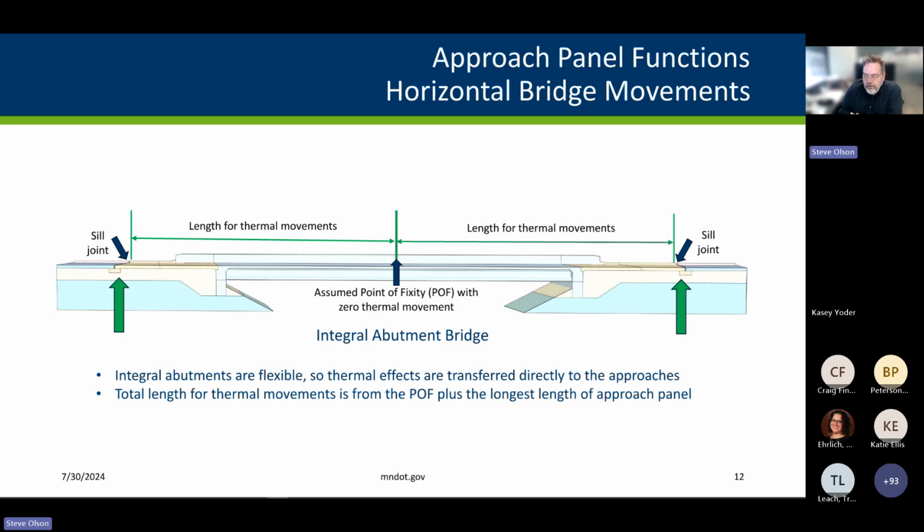Integral abutments would be assumed to often have a point of fixity right in the middle of the bridge. And so our length for thermal movements would be half the bridge length for this case, plus the length of the approach panel, as the amount of structure shrinking and expanding with temperature effects.